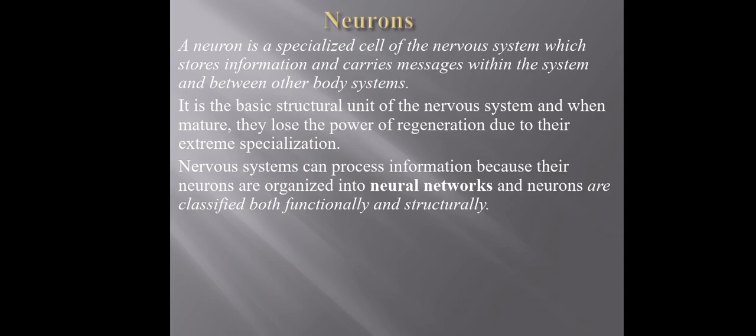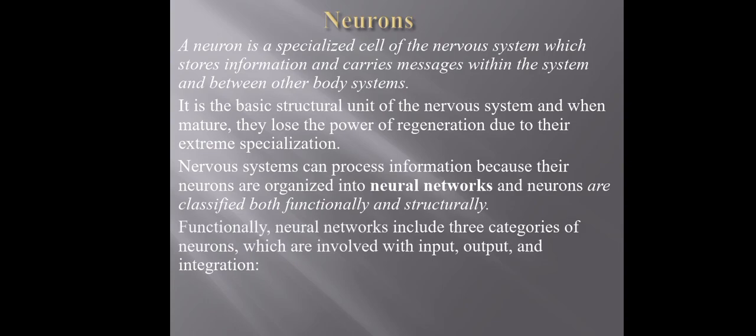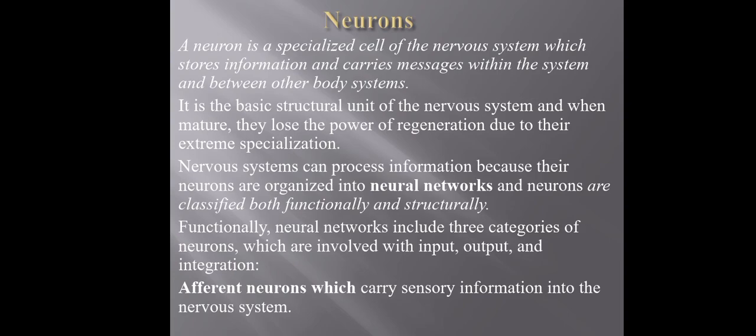And there are two ways by which neurons can be classified. These are functional classification and structural classification. So functionally, on the basis of function, there are three categories of neuron.